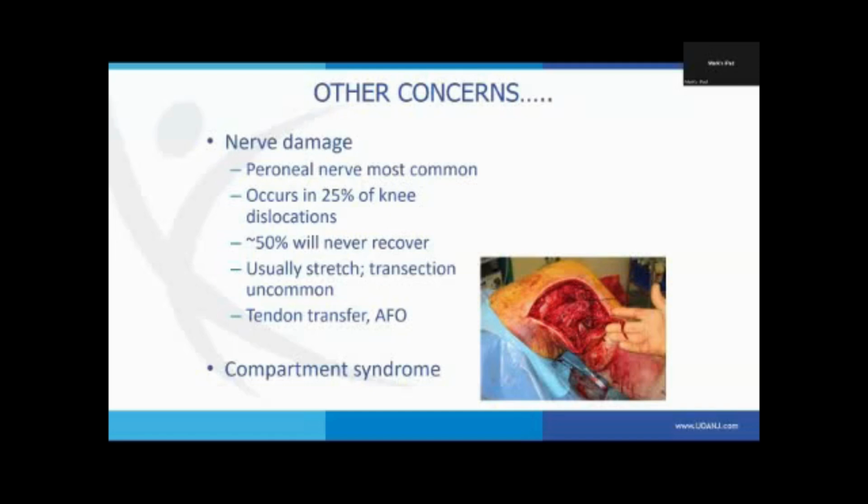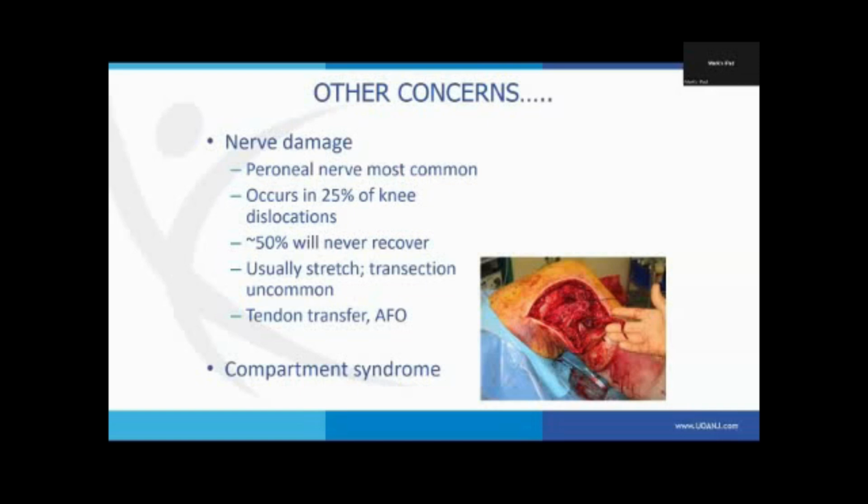Other concerns: nerve damage, certainly a concern and pretty common with these high energy mechanisms. And although it's not acutely an emergency, it is potentially a long-term problem, and it happens in as many as 25% of these injuries. 50% will never fully recover. If they've transected the nerve, this will make any surgeon vomit when they open up the knee. You see this nerve has been transected or avulsed proximally. That patient's never going to have a normal function as much as we try. We will do tendon transfers. They will end up in a brace, and they'll be able to walk and perhaps play again, but not at the same level.